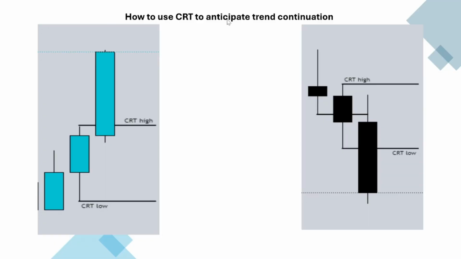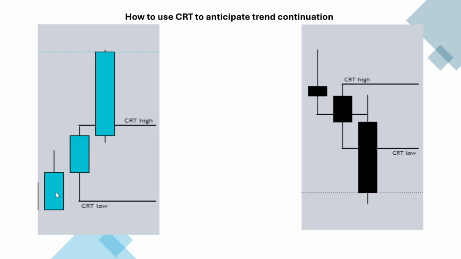So how to use CRT to anticipate a trend continuation. If you're expecting price to run through, let's say, a fair value gap or buy side liquidity, in candle form we just say you're anticipating a day. You're looking for a specific day for you to find a buy to that buy side liquidity.